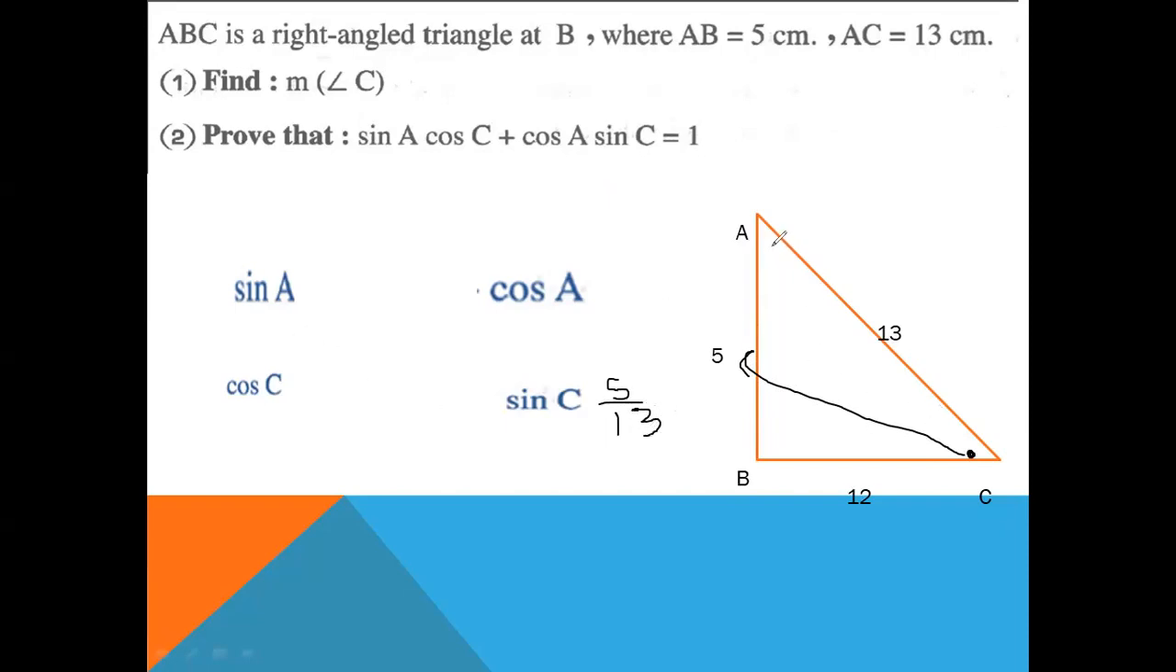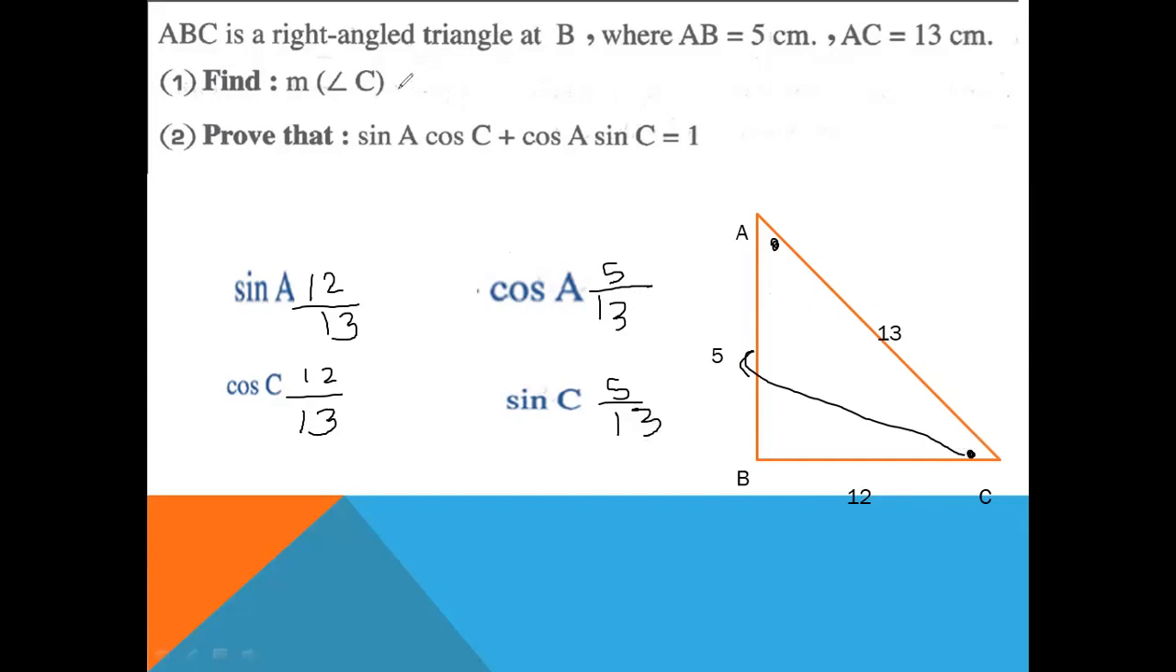Sine A, this is A. Sine A is opposite over hypotenuse, then 12 over 13. Cosine A, cosine means adjacent over hypotenuse, then 5 over 13. Cosine C, adjacent over hypotenuse, then 12 over 13. What we need is to find the measure of angle C. How can we find it? By using any trigonometrical function, the sine or cosine.